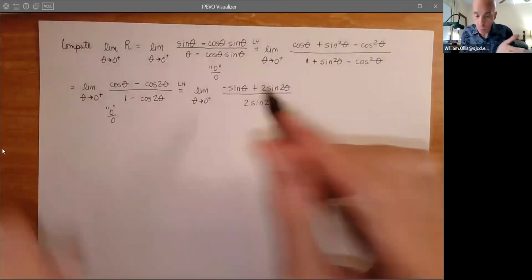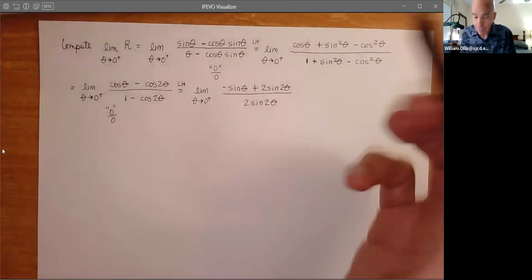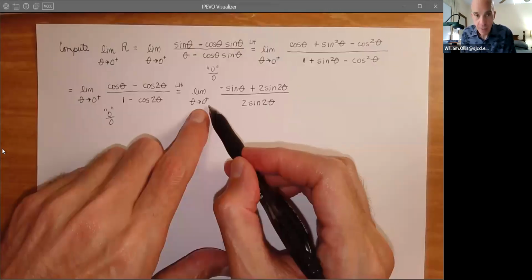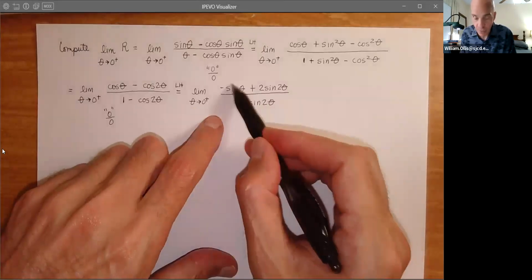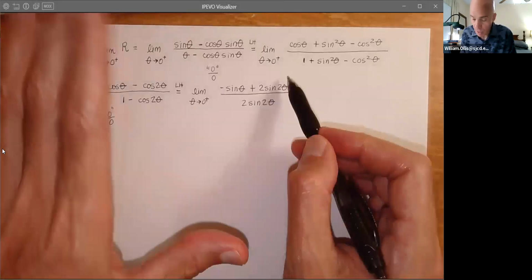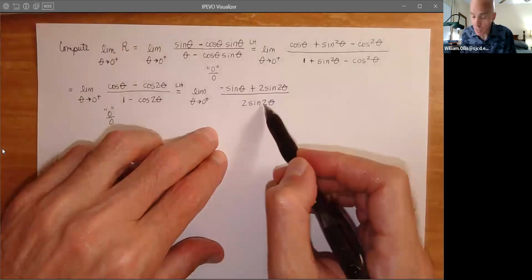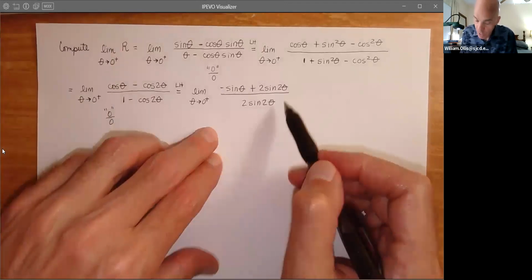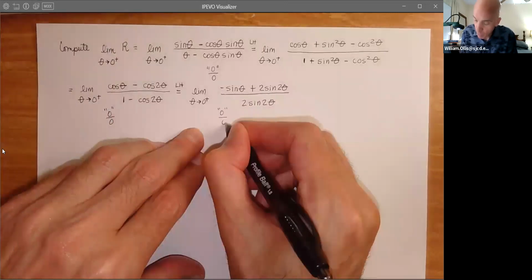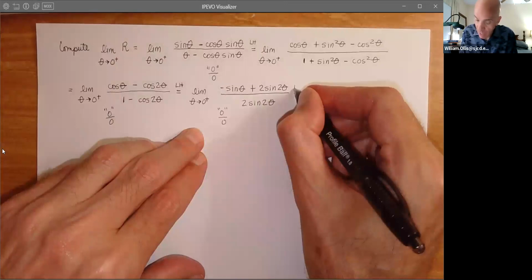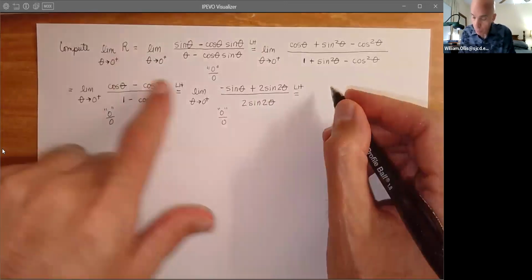Now, of course, we check again. What do we get? Pass to the limit, theta approaches 0 from above. Well, again, 0, negative 0, plus 0, 0, 0 downstairs. Again, basically just replacing theta with 0. We still have indeterminate. So we can apply L'Hopital again. So now we've got what? 1, 2, 3, 4.